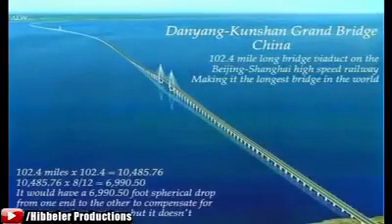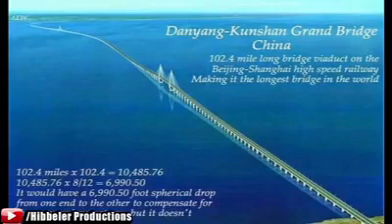Here's the longest bridge in the world. The Danyang Kunshan Grand Bridge in China. 102.4 miles long. There should exist nearly 7,000 feet of curvature drop in that bridge. 7,000 foot curvature drop. Do you see it? It ain't there. Look at the horizon. It's flat.